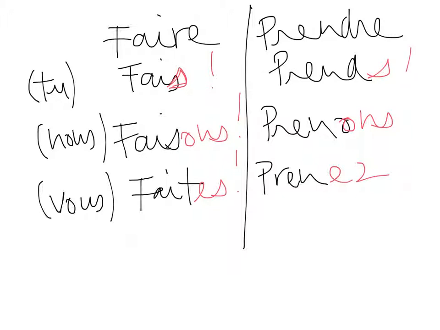We have to keep the S. The S is only removed with the ER verbs. Okay? This is it for today. You have some irregular imperatives, but we will talk about this in class.